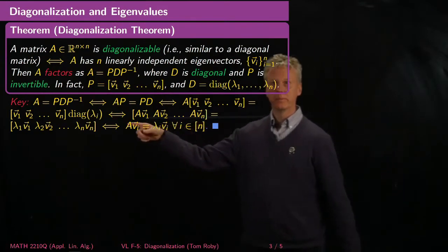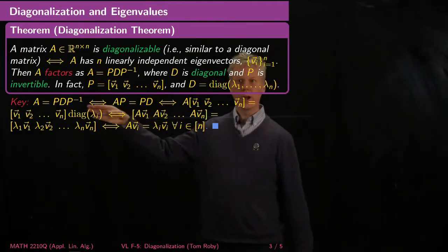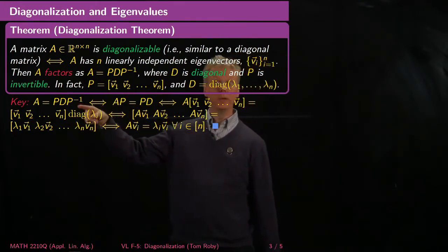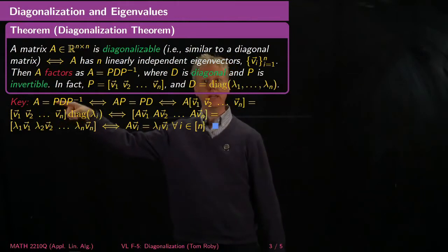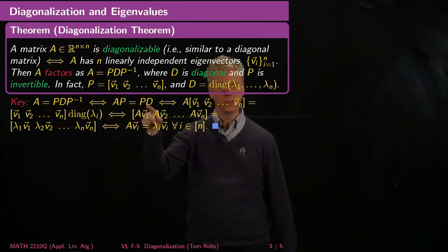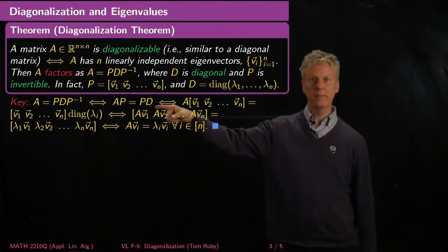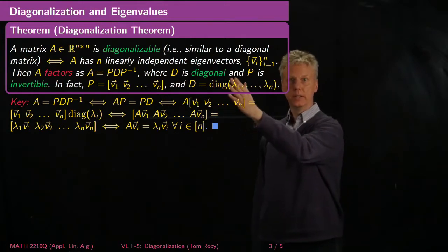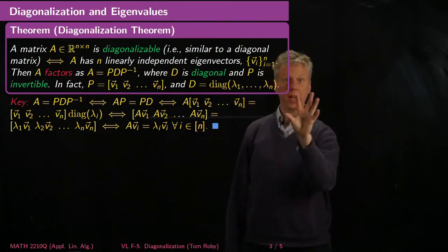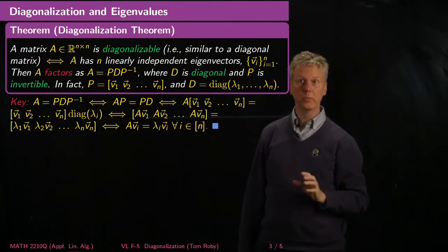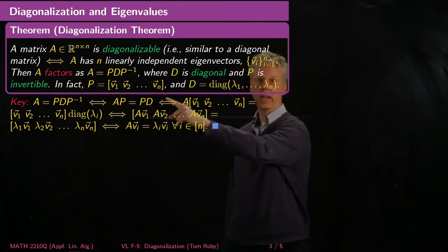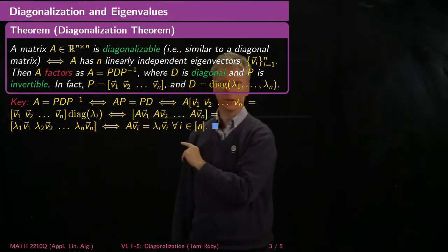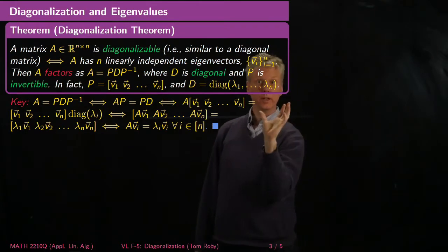So what's the key idea? Writing A in this form, PDP inverse, is the same thing as, if I multiply on the right by P, AP equals PD, right? The P inverse will cancel with the P. Those two things are just the same algebraically. Now, if I write P as column vectors, V1 through Vn, without making any assumptions about them to start with, then AP equals PD is the same thing as saying A times this list of columns is equal to the list of columns times the diagonal matrix. So far so good.